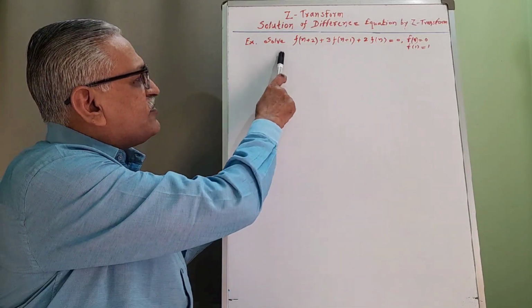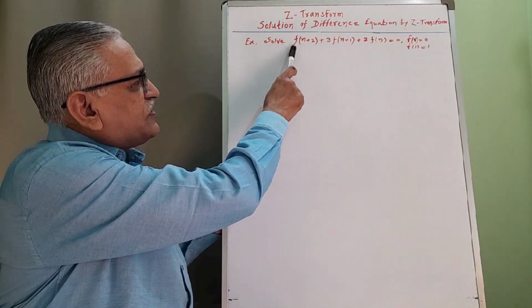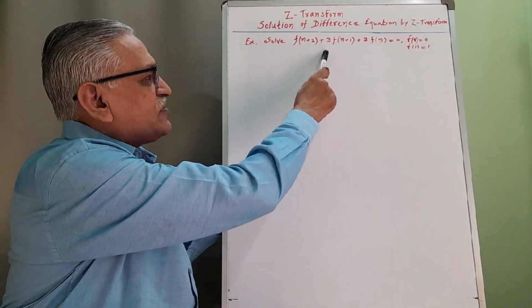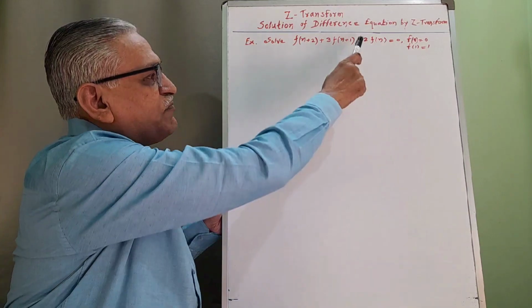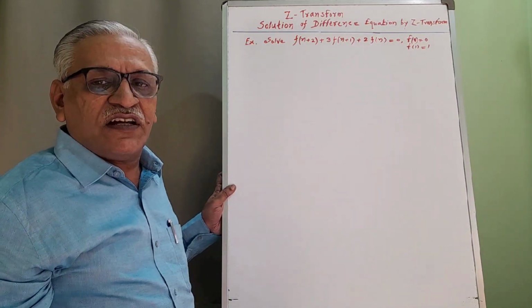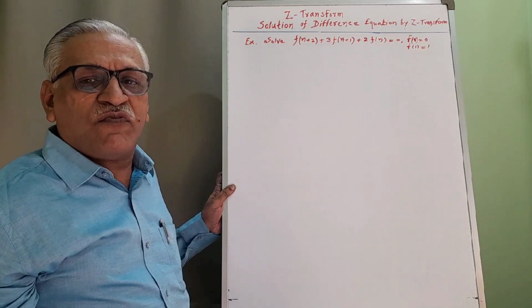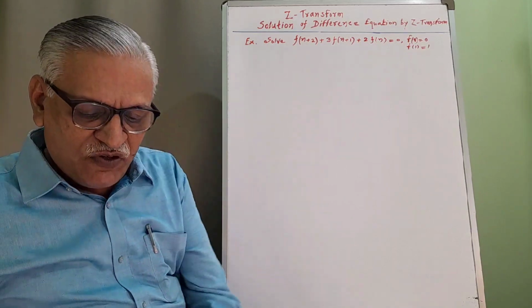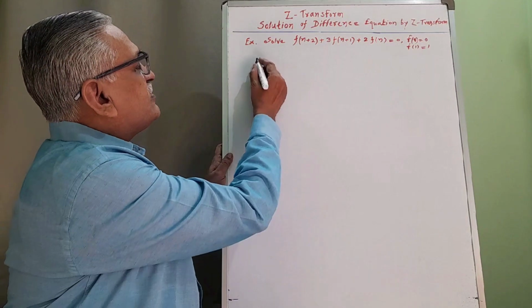Let us solve the problem. Given difference equation is f of n plus 2 plus 3 times f of n plus 1 plus 2 times f of n is equals to 0, and the conditions are f of 0 is equal to 0 and f of 1 is equals to 1, and therefore applying the procedure.